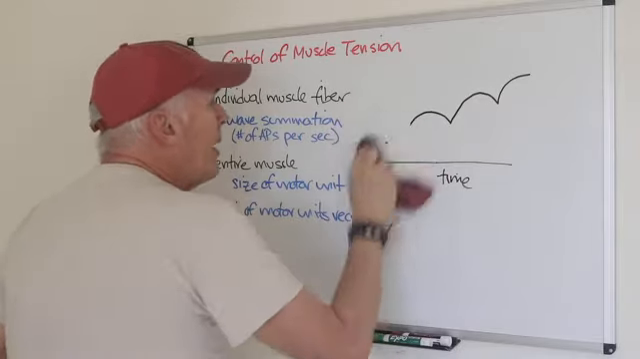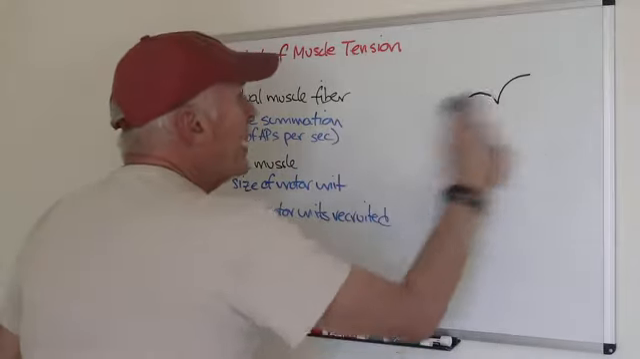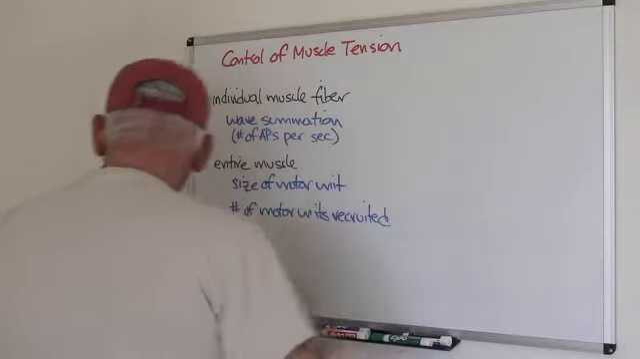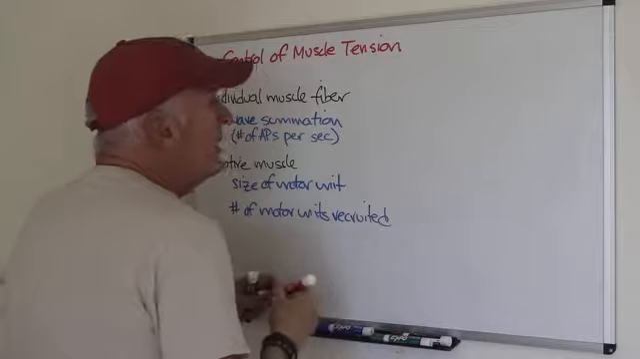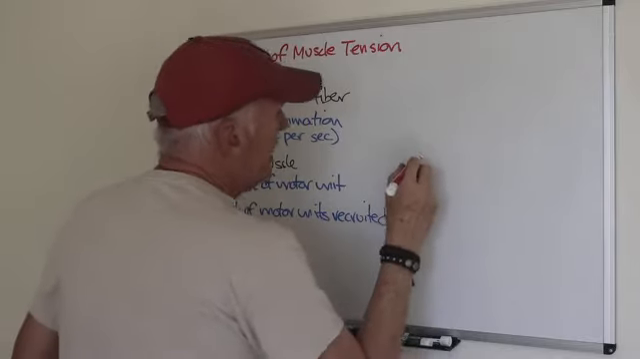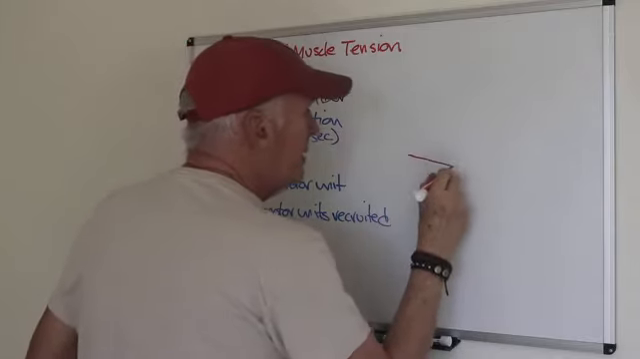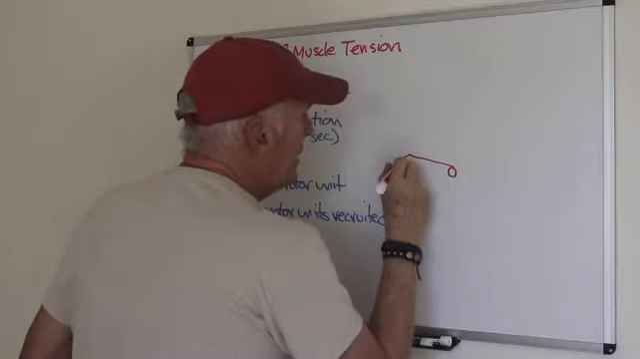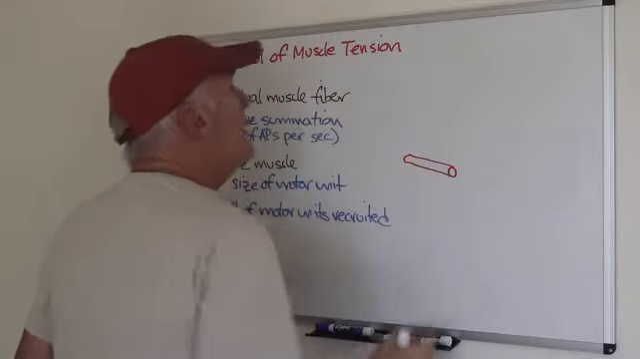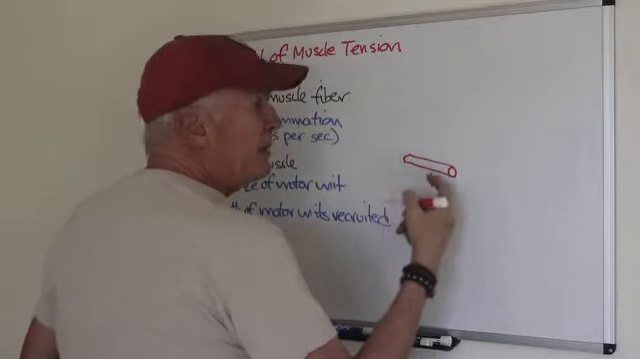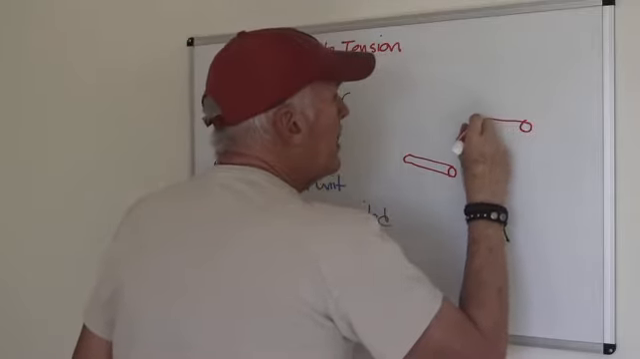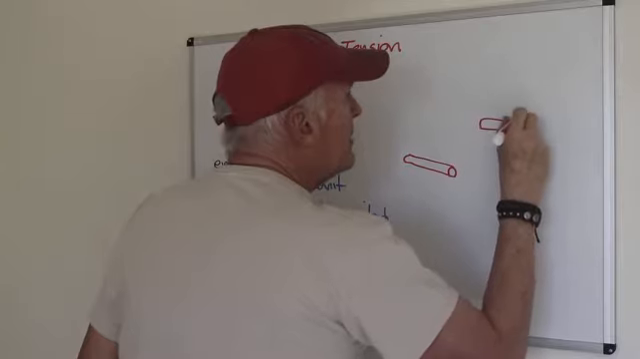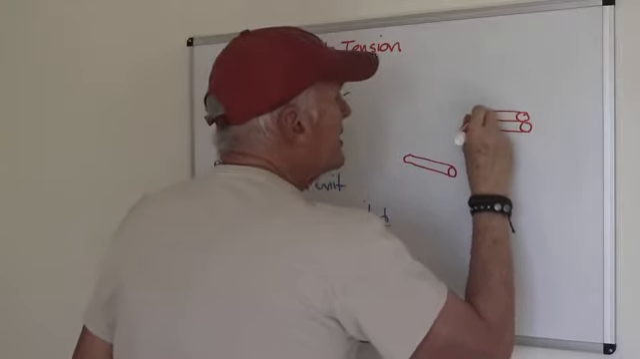Let's take a look now at an entire muscle. How does an entire muscle increase the amount of tension? Well, so here we have, look out, he's drawing again. Oh my God, I apologize in advance. So here we have a single muscle fiber. Over here, oh God help us all. Let's draw three muscle fibers all right next to one another.